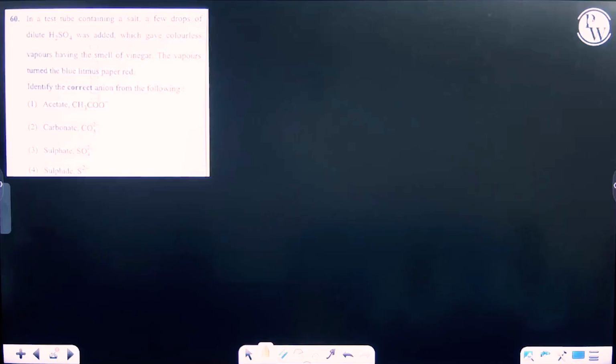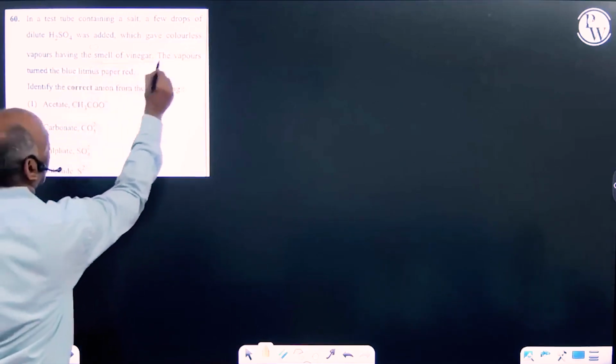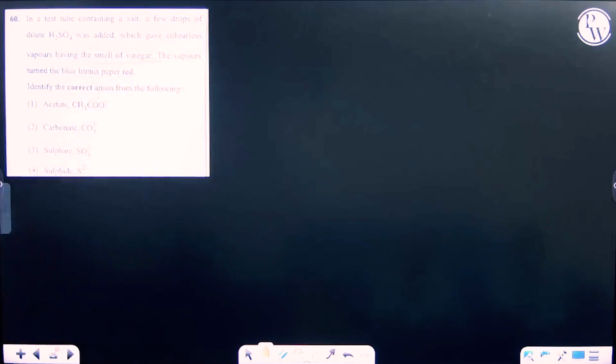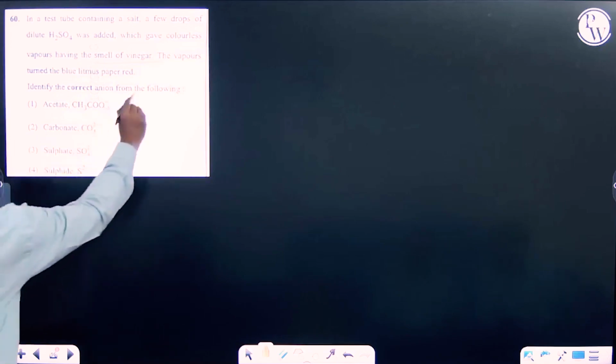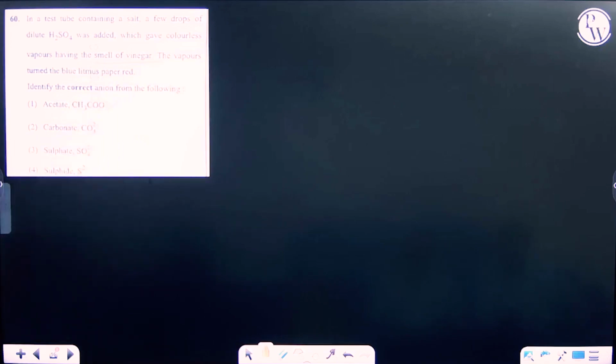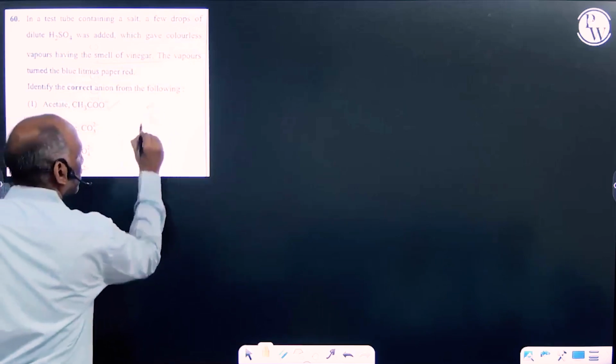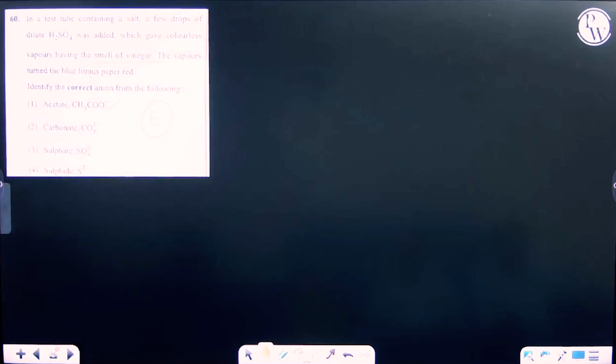This is a straightforward one. The name itself is suggesting the smell of vinegar. The acid that is named after vinegar is acetic acid, acetum, vinegar smell, and hence the correct anion among them is the acetate ion. You can just go by this. Nothing else. Straightforward. Within 2-3 seconds you can get the answer and save your time.